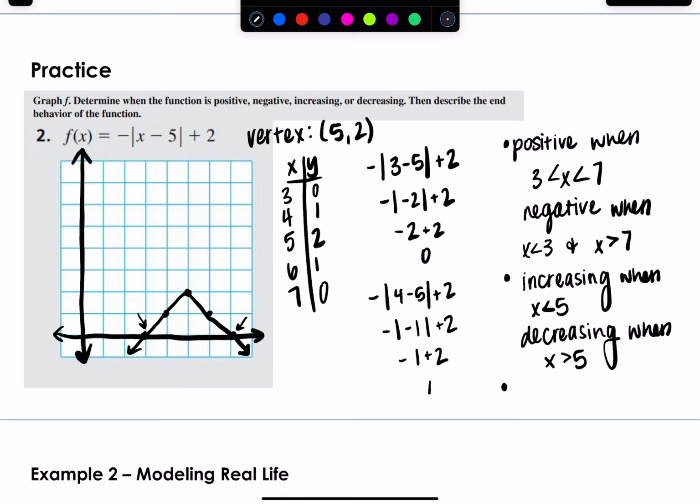And then end behavior. So as x approaches negative infinity, the left tail is pointing down, so y is approaching negative infinity. As x approaches positive infinity, the right side is pointing down, so y approaches negative infinity.